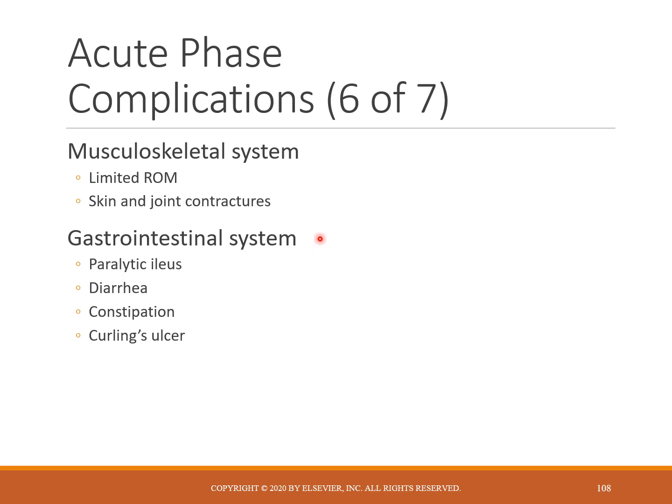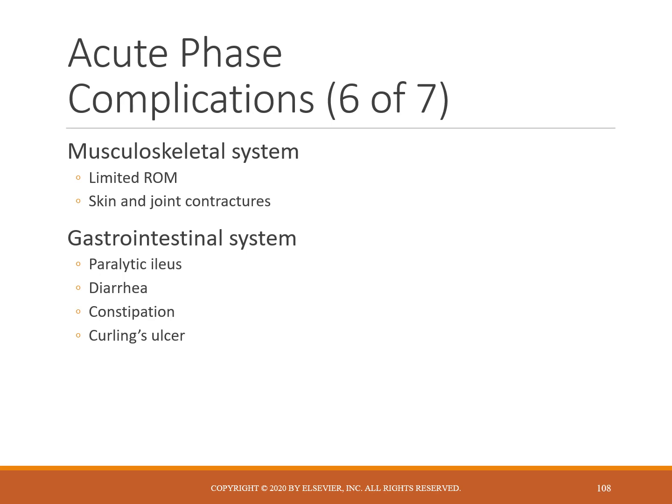Now, for the GI, earlier I mentioned to you that there's a chance that their bowel sounds might shut down and there are risks for paralytic ileus. So make sure you monitor their bowel sounds, because you don't want to give something in their stomach if their bowel sounds are absent, because that might cause nausea and vomiting. Now, if they're having diarrheal episodes, let's say because the sodium level is imbalanced, then you want to make sure that you investigate what's causing the diarrhea. Or maybe they have Curling's ulcer in the GI system.